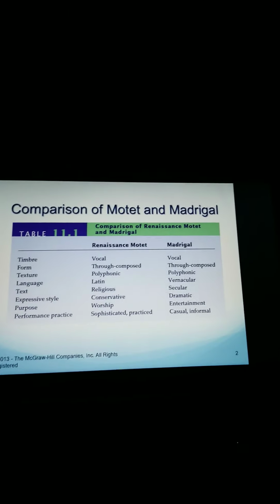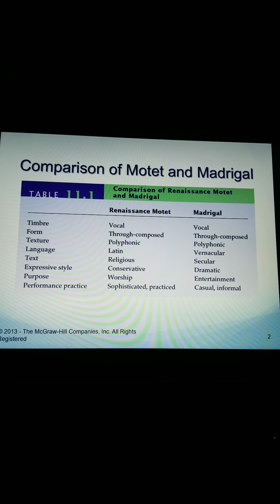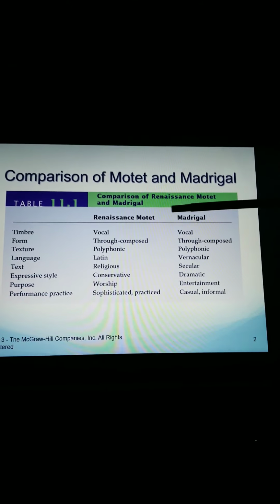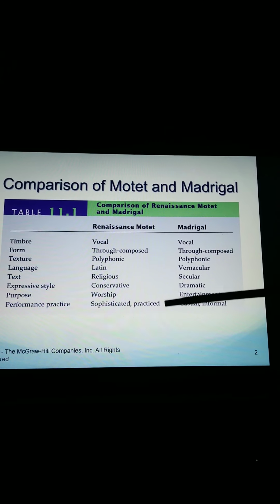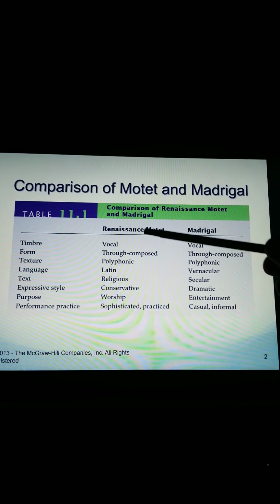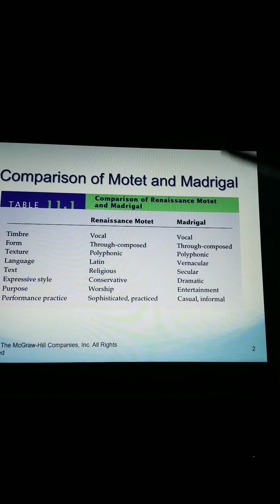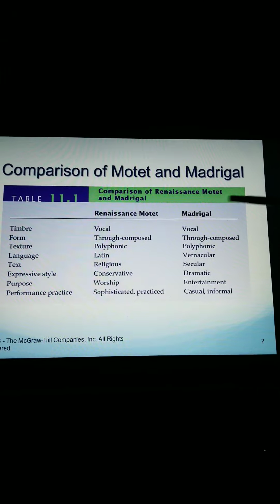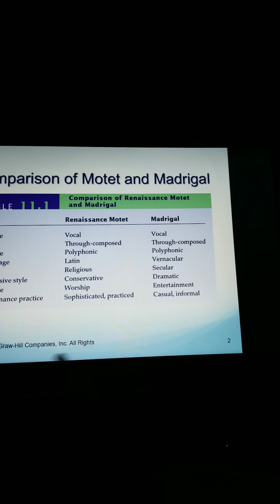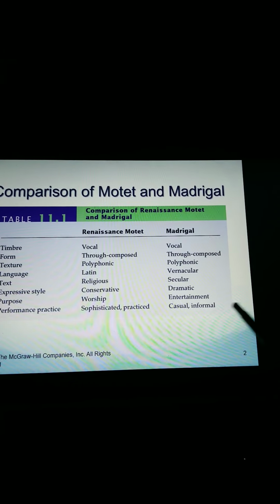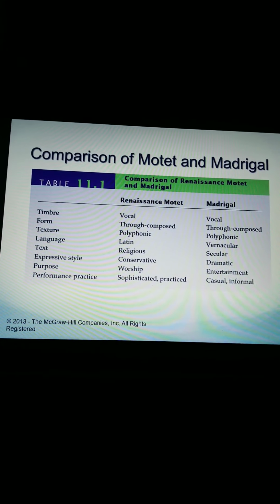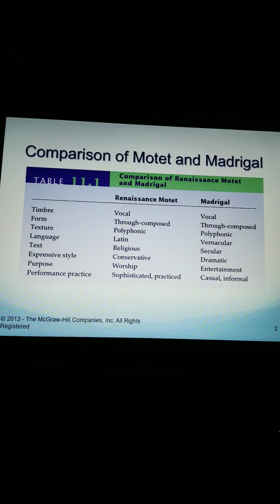Now let's compare and contrast the motet and the madrigal. You'll recognize the characteristics of the motet we talked about in the previous chapter. Remember that it's vocal. Well, so is the madrigal. It's a vocal form. It's through composed. Well, so is the madrigal. Remember, through composed means it goes all the way from beginning to end of the music, and there's no real repetition of the musical material. New music is presented throughout.